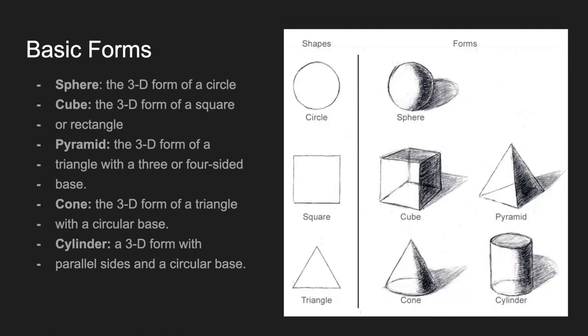Let's talk about some of those basic forms. First, we have a sphere. A sphere is a 3D version of a circle. A cube is the 3D form of a square or rectangle. The pyramid is a 3D form of a triangle. And it can either be three-sided or four-sided. A cone is a 3D form of a triangle as well, but with a circular base, and a cylinder is a 3D form with parallel sides and a circular base.